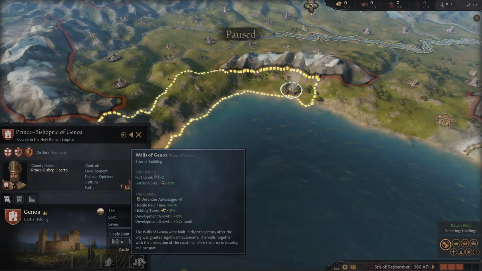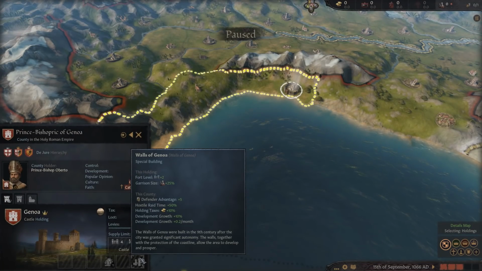Now, this is also always constructed, always enabled. Walls of Genoa were built in the 9th century after the city was granted significant autonomy. The walls, together with the protection of the coastline, allow the area to develop and prosper. So this gives you holding. For the holding itself, plus 2 fort level and a garrison size plus 25%.